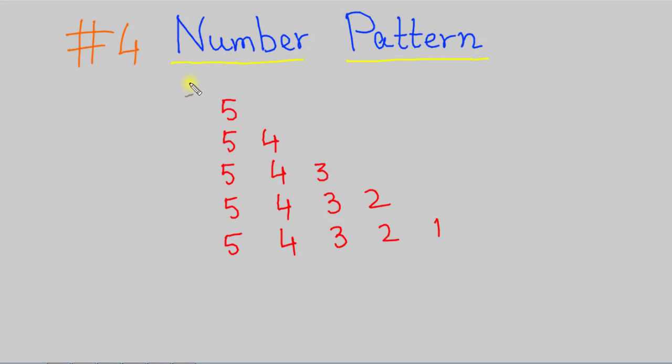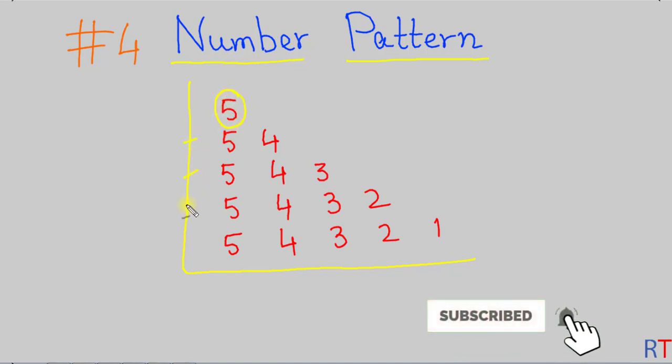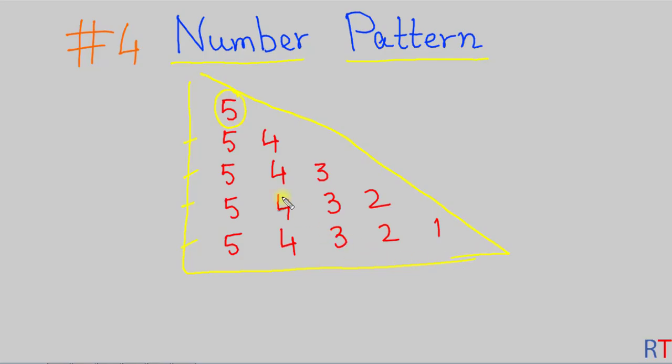So in this example program we are going to see how we can print this number pattern where the number starts counting from 5 and in every row the numbers are printed in the decreasing order, and this way it creates this triangular shaped structure.